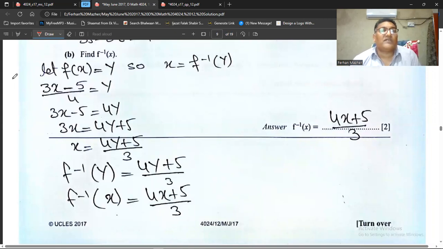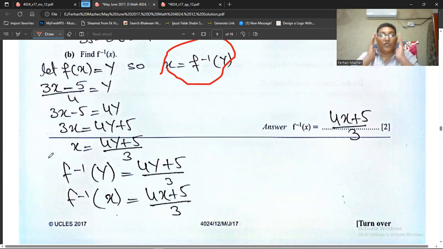In the place of f of x, I will write that function. (3x minus 5) divided by 4 is equal to y. And now I will make x the subject of the formula. So 3x minus 5 is equal to 4y. 3x is equal to 4y plus 5. So x will be equal to (4y plus 5) divided by 3. Now we know that x is equal to f inverse of y, so f inverse of y is equal to (4y plus 5) divided by 3.